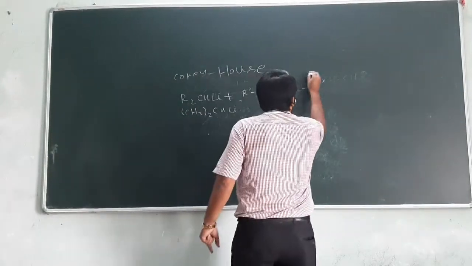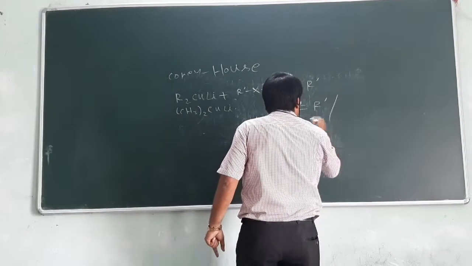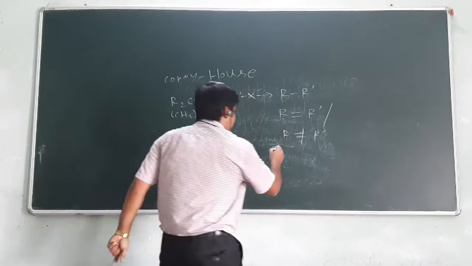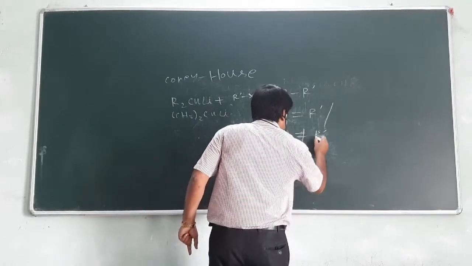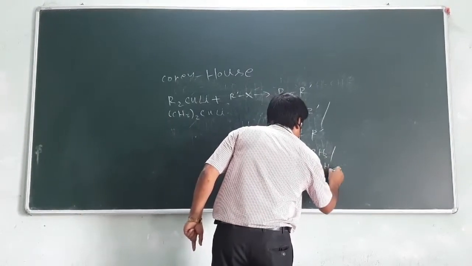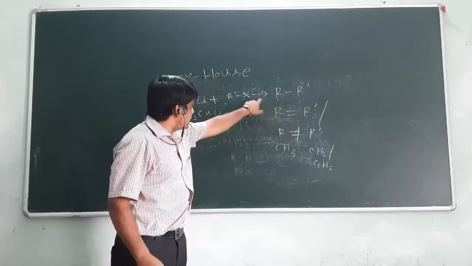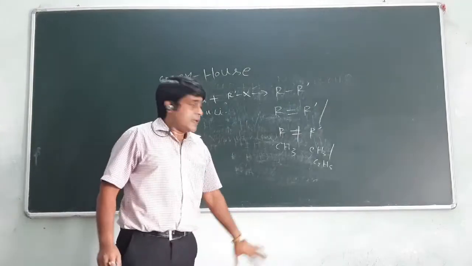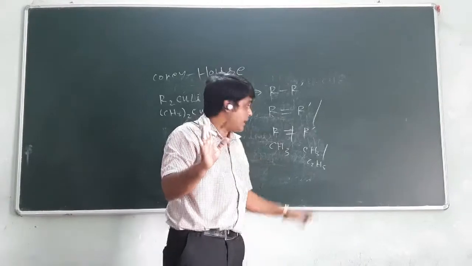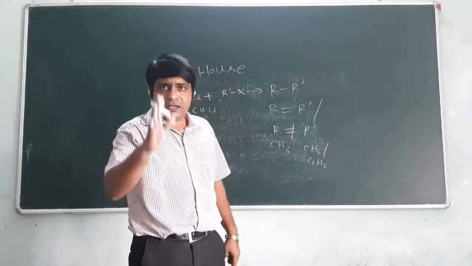So these R and R dash may be equal or may not be equal. Suppose if R is methyl, R dash may be methyl or ethyl or anything else. R and R dash can be the same in this reaction or different. If R and R dash are different, then unsymmetrical alkane preparation is possible by this reaction. Otherwise, only symmetrical alkane can be produced, not any unsymmetrical alkane.